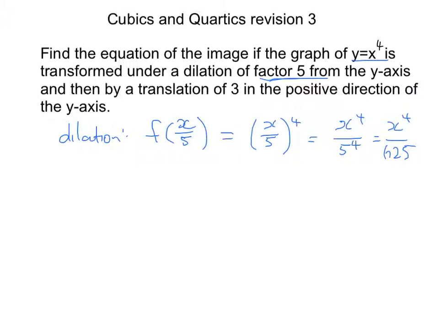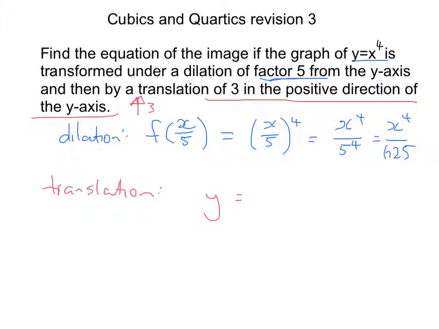And then for the translation, this is a translation of 3 in the positive direction of the y-axis. So it's shifting the graph upwards by 3. That one makes it actually quite easy. So the equation of the image is going to be x to the power of 4 over 625, and then for the translation upwards we go plus 3. And that's the answer to that. Let's move on to the next question.